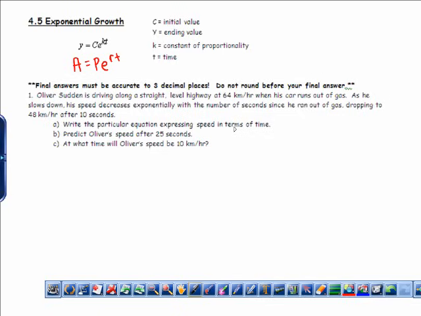Okay, so note this bolded statement here. Final answers must be accurate to 3 decimal places. Do not round before your final answer. So we're going to have to do some storing or using of the answer.